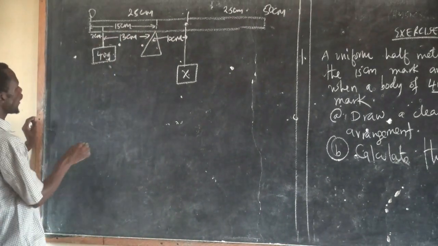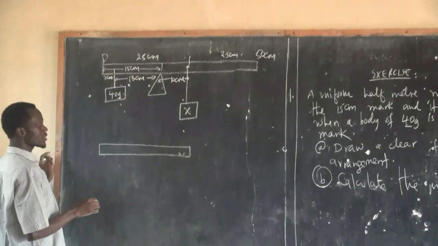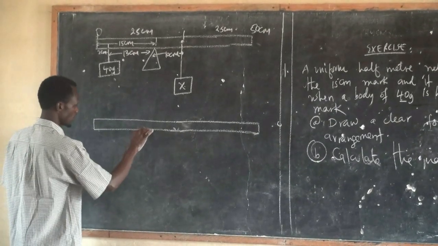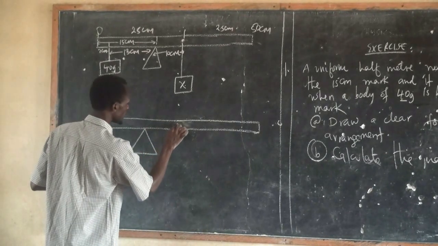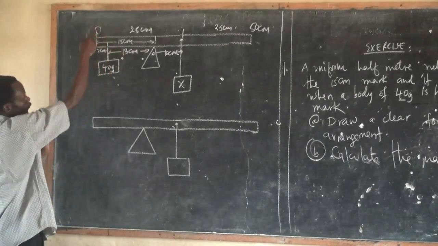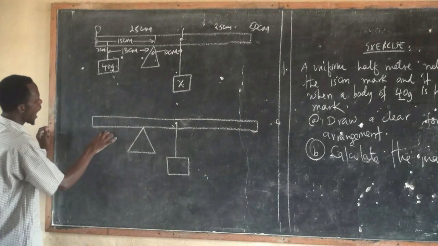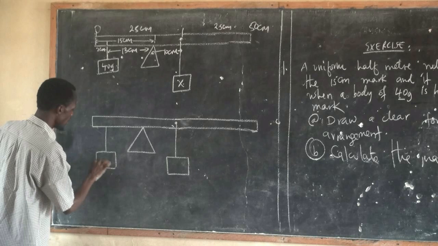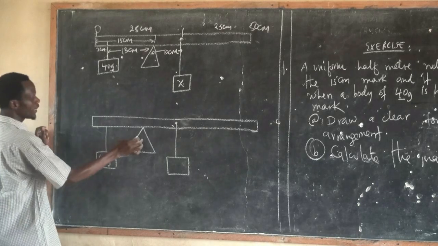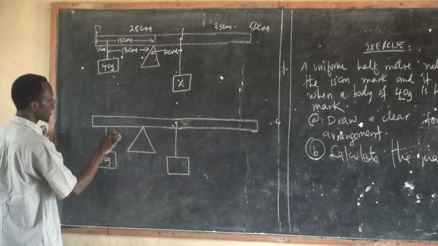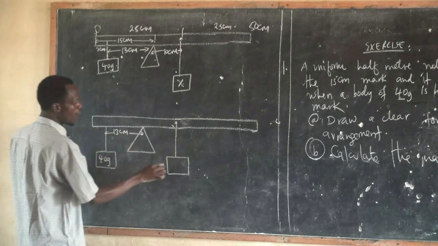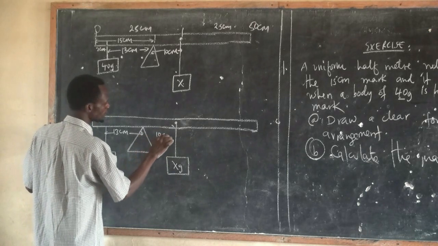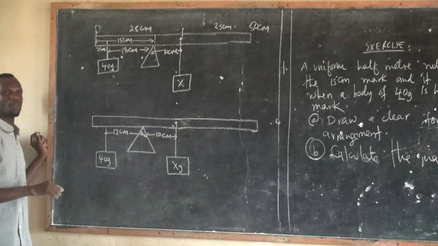At the end of the day, you have this diagram. Here is the pivot. We have this mass, which is 40 grams, at a distance of 13 centimeters from the pivot. And here we have X grams, at a distance of 10 centimeters from the pivot. Now that's all about comparison.